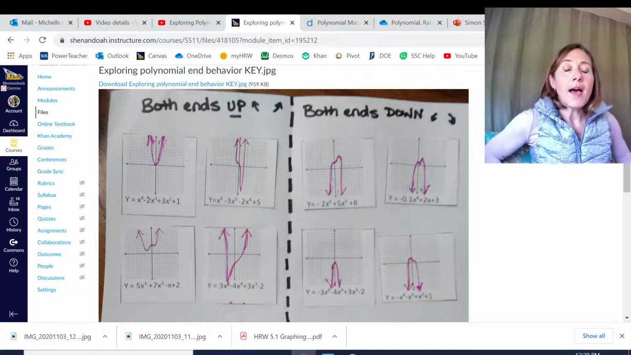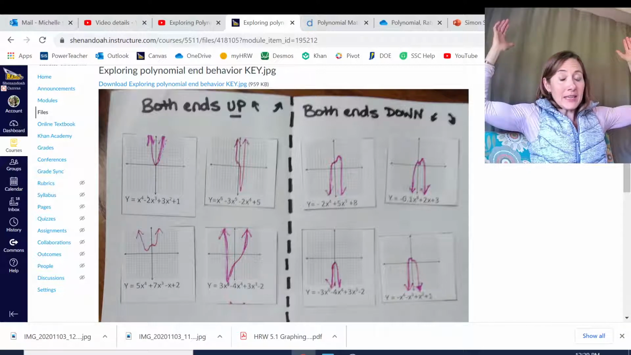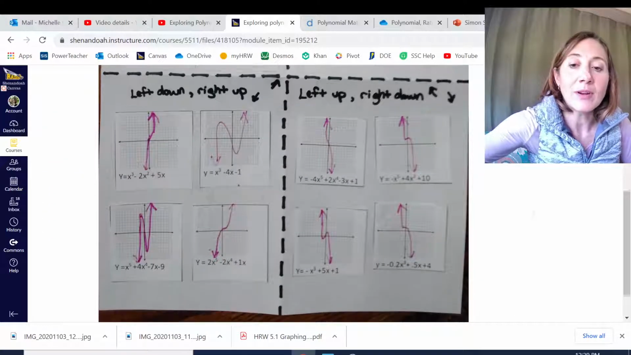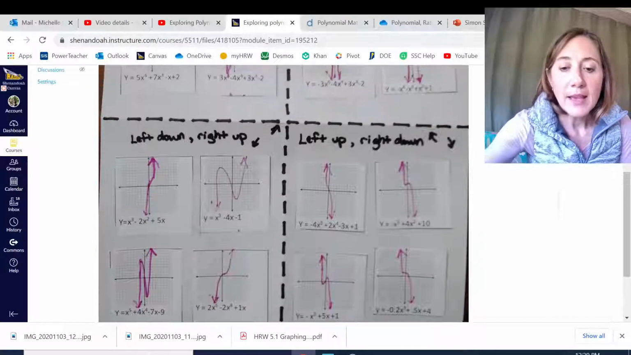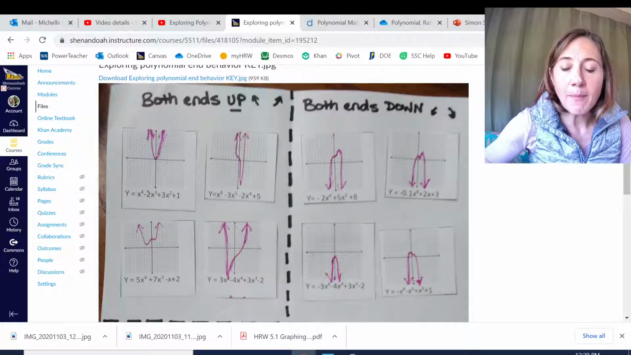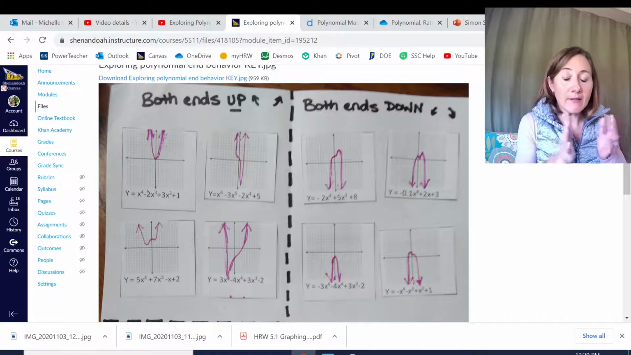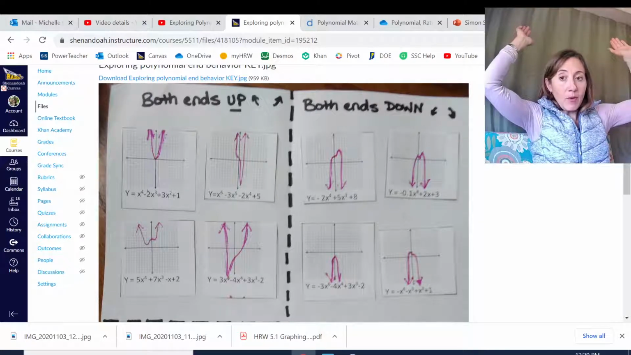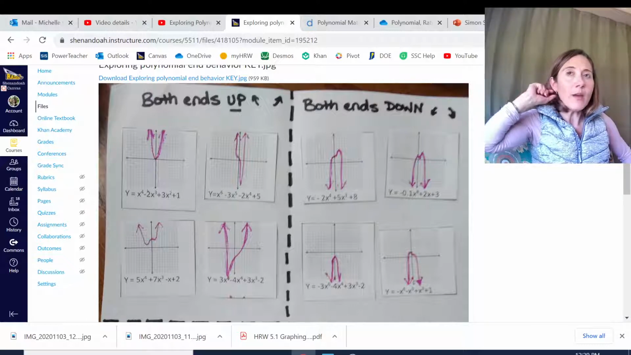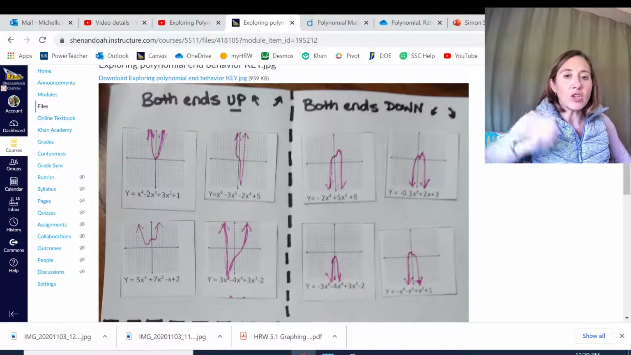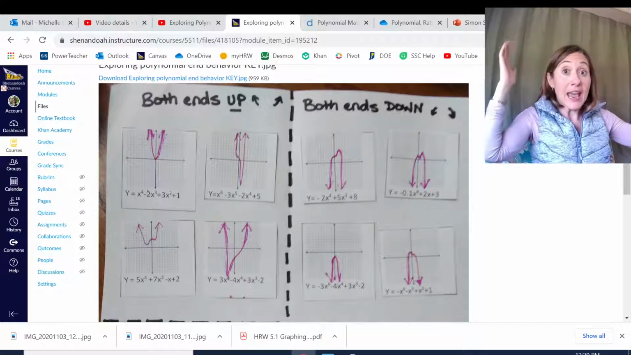That's what will make both ends go the same direction if the exponent is even, the biggest exponent. If the biggest exponent is odd, we're going to have a split where one goes up, one goes down. Now let's look a little bit more at what happens. Why do the ones on the left of this page go up and the ones on the right go down? I want you to think about what you know about parabolas. What was it in a quadratic function that made the parabola face up versus facing down? It was the a value, right?